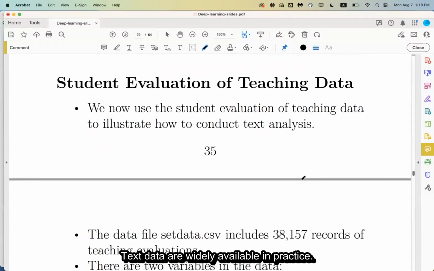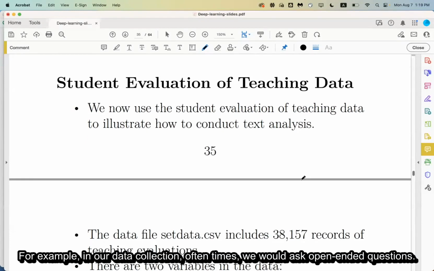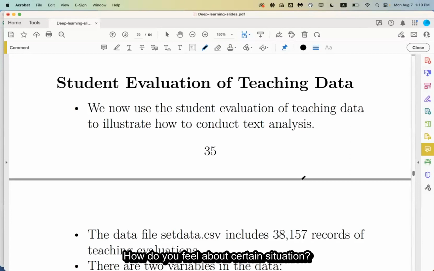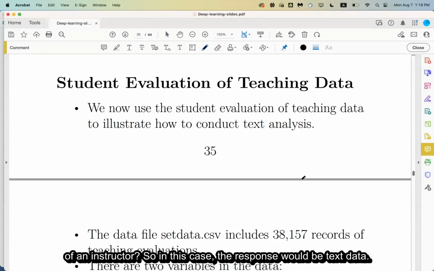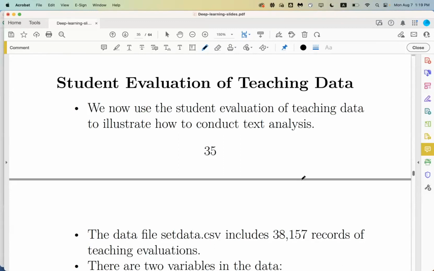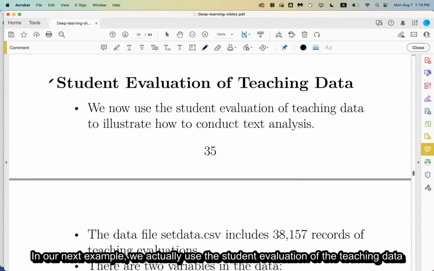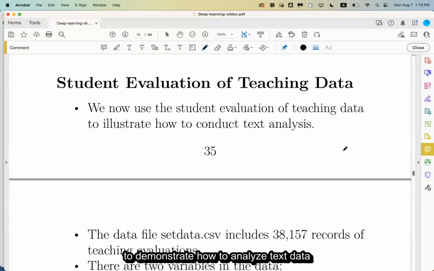Text data are widely available in practice. For example, in our data collection, oftentimes we would ask open-ended questions. How do you feel about a certain situation? How can you evaluate the performance of an instructor? So in this case, the response would be text data. In our next example, we use the student evaluation of teaching data to demonstrate how to analyze text data using neural network models.